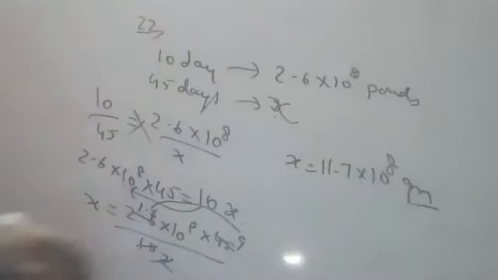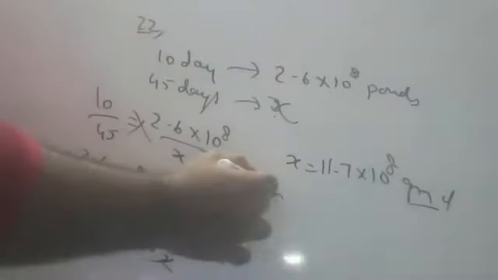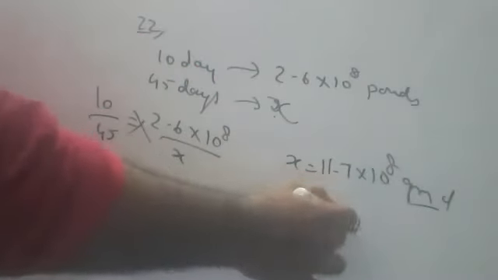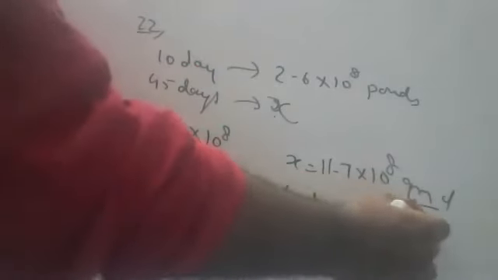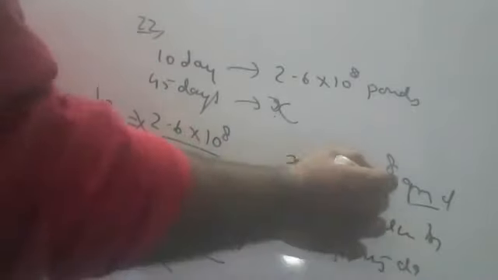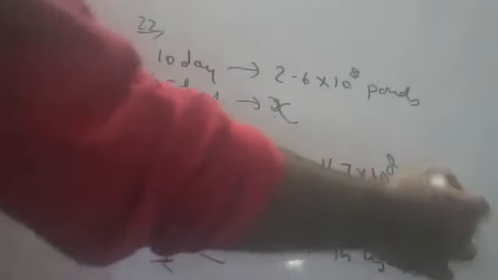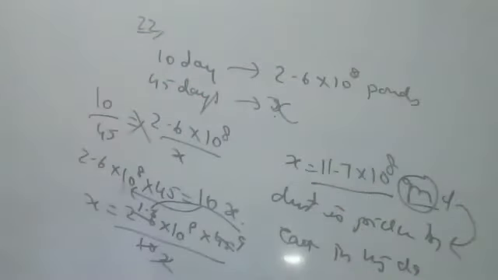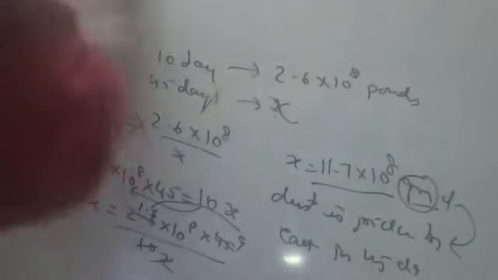Can you tell me the statement? How will you write the statement? In 45 days, 11.7 into 10 to the power of 8 grams of dust is picked up by Earth in 45 days. You have to write the statement. Answer, units, statement. If anything is missing, I will not accept. So like this you have to do, children.